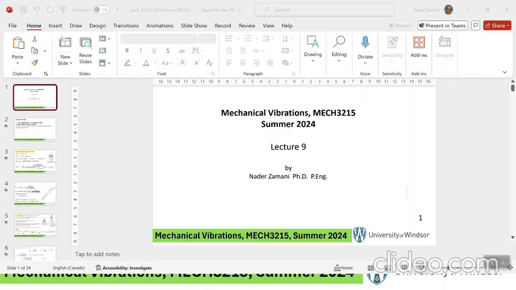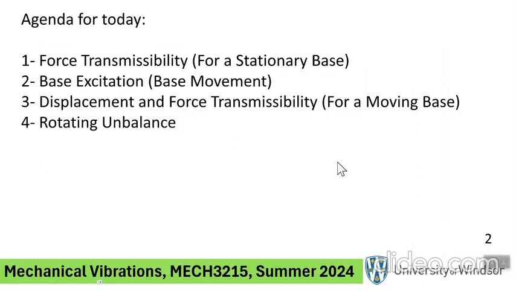Hi folks, this is lecture 9 of the mechanical vibrations course, and this is what we have on the agenda today. So we're going to be talking about force transmissibility for a stationary base.